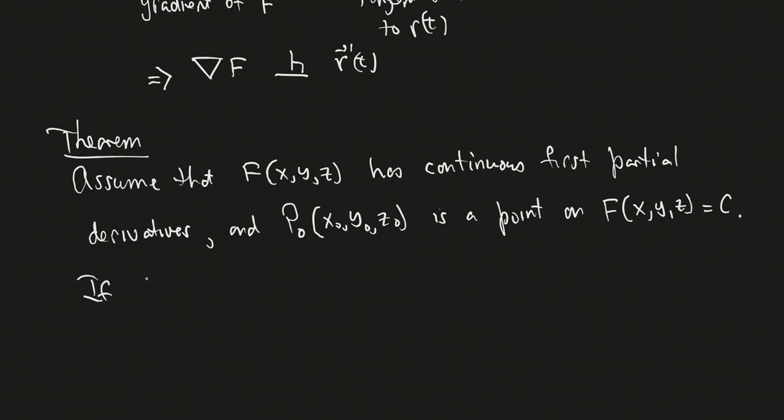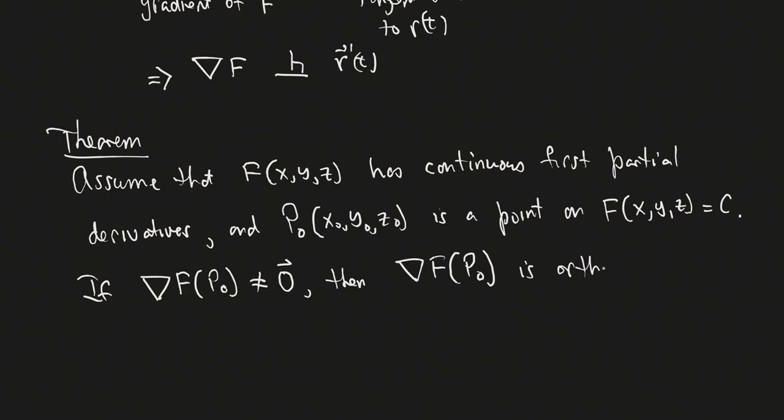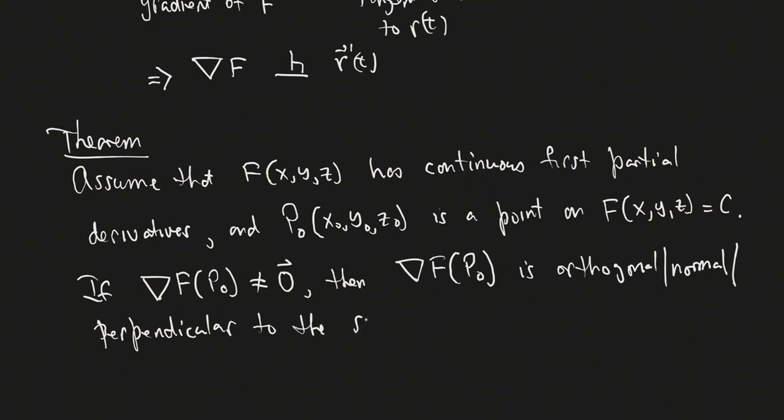So on that surface, if our gradient of F evaluated at P0, so I would plug in the x0, y0, z0 appropriately, if that gradient is not the zero vector, so in other words, all my green vectors that I just drew have some well-defined direction, then that gradient vector evaluated at that particular point is orthogonal, or we could say normal, or we could say perpendicular to the surface at P0.